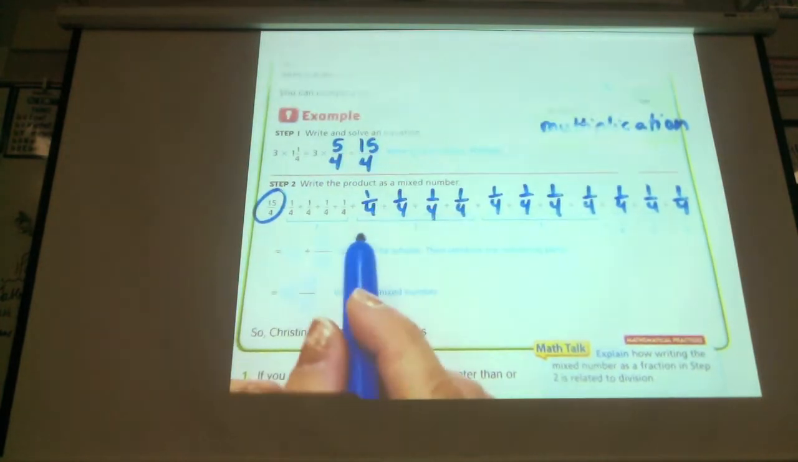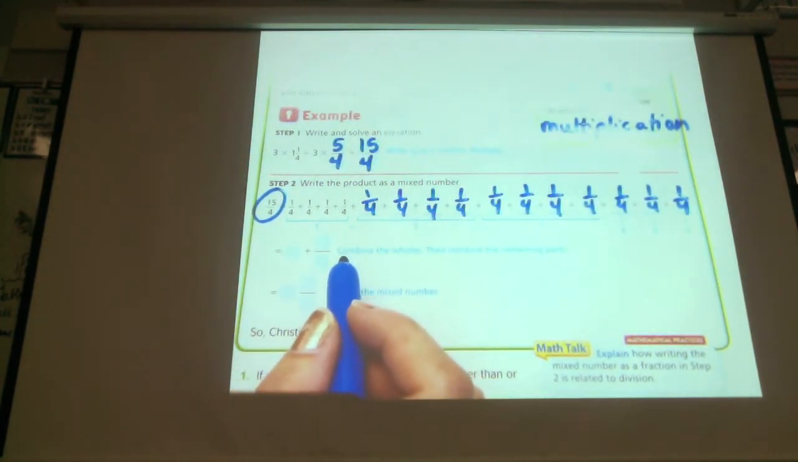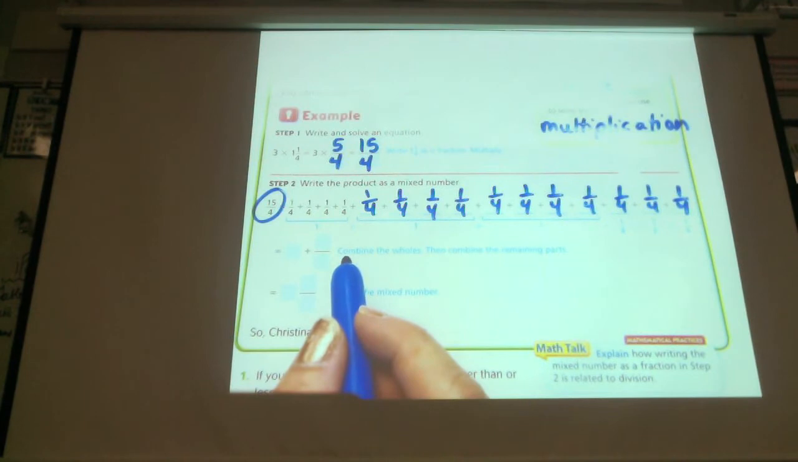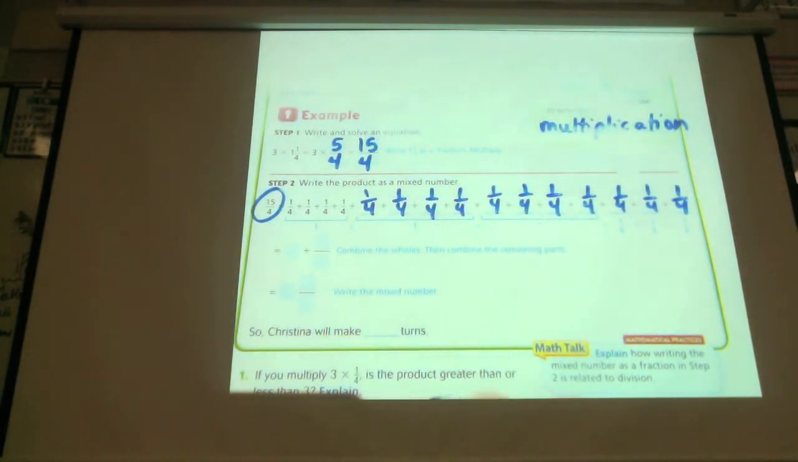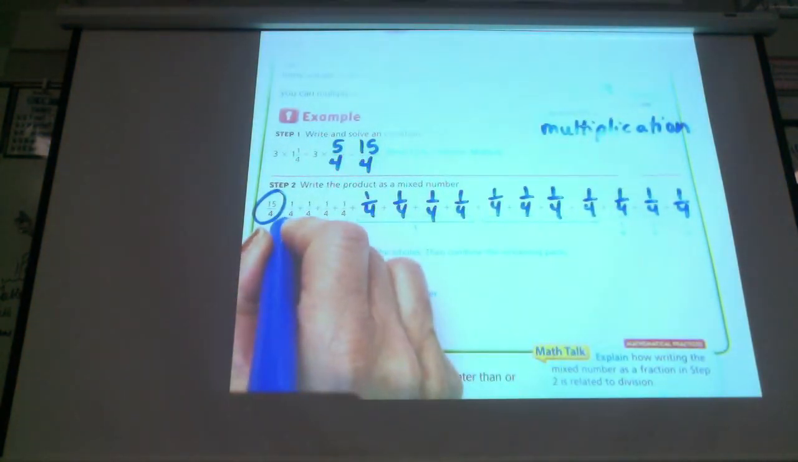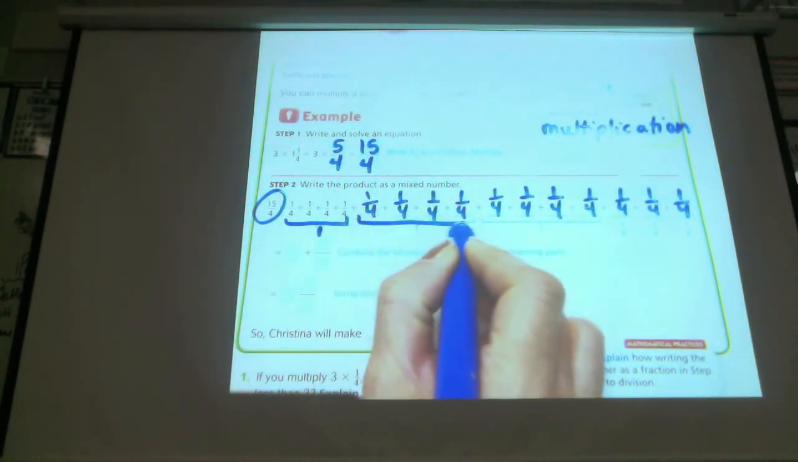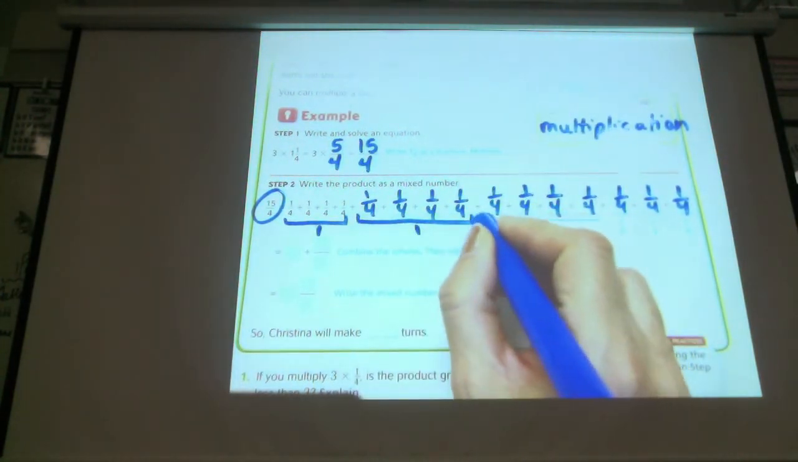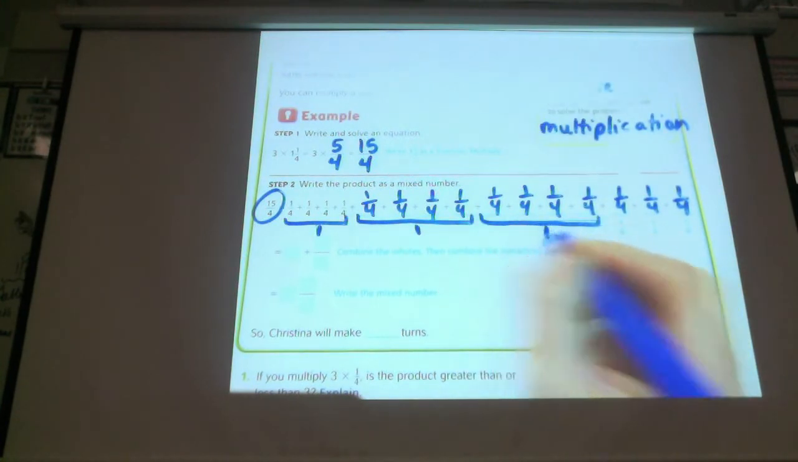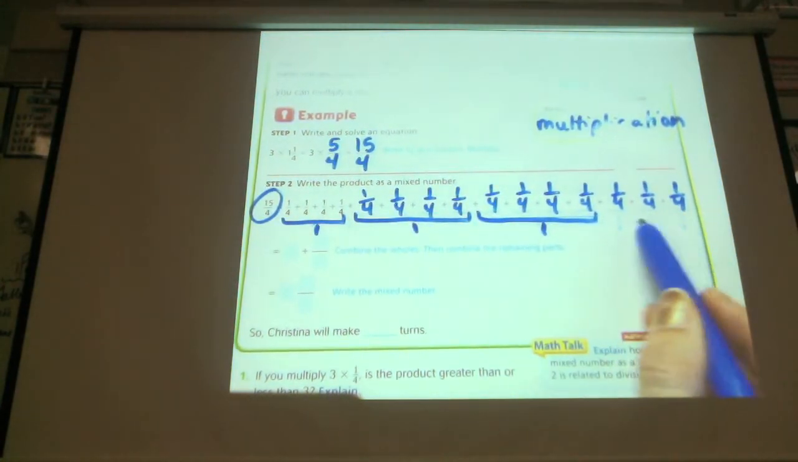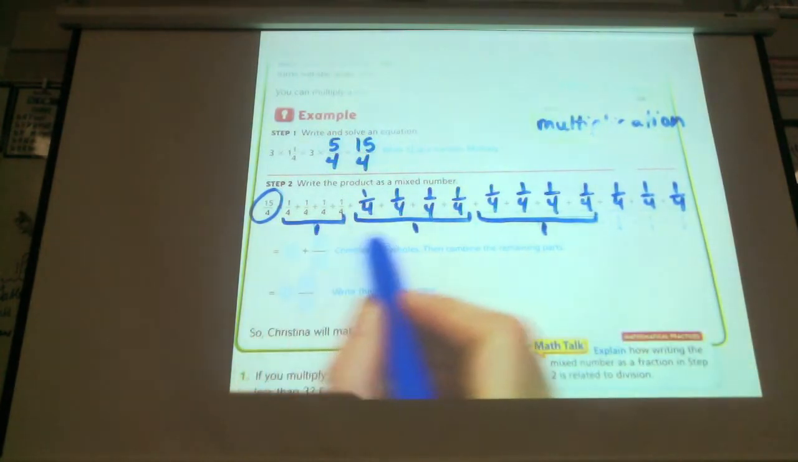Okay, so now we're going to group our 1/4 into wholes. How many fourths are going to make a whole? Show me with your fingers. Okay, what do you have? 4. So I'm going to group these 4 right here. That's going to give me 1 whole. Here's 1, 2, 3, 4 more. That's a whole. Here's 1, 2, 3, 4 more. And do I have 4 more over here? No. So what's my whole number?